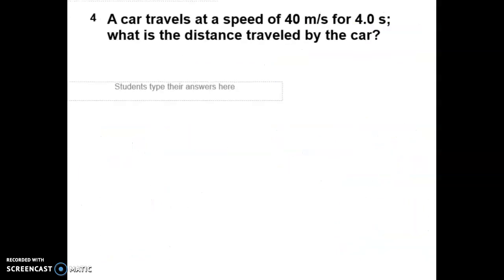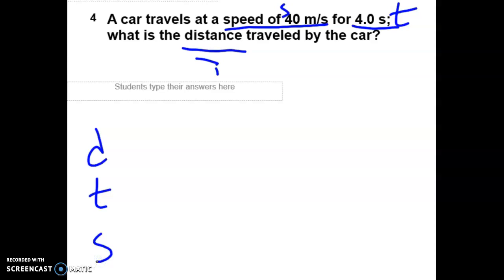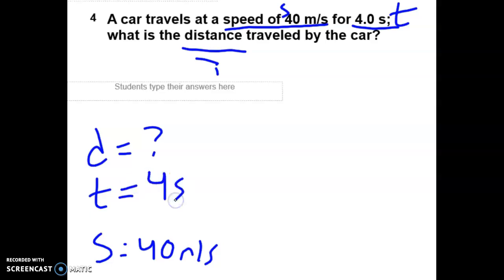Our next problem is where a car travels at a speed. The speed is already given as 40 meters per second for a time of 4 seconds. What we want to know now, the question mark, is the distance. So we write distance, time, and speed over here. The distance is what we're looking for. We know the speed is equal to 40 meters per second. Time is equal to 4 seconds.